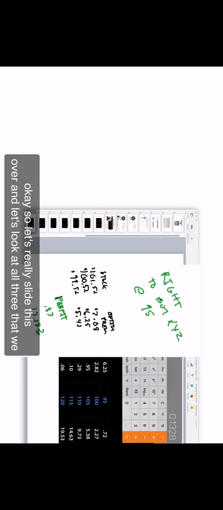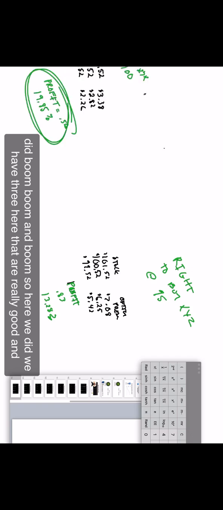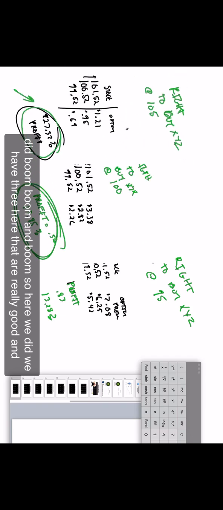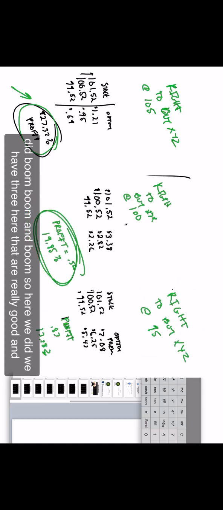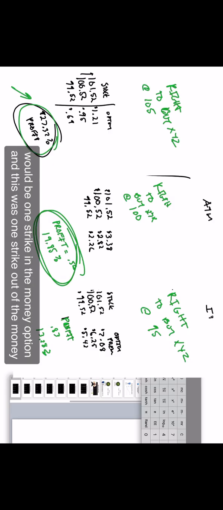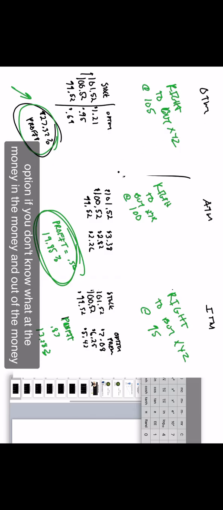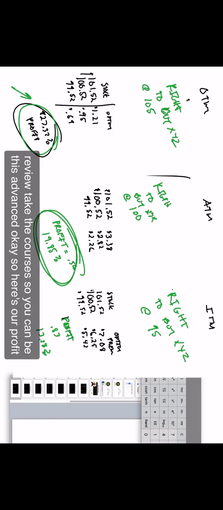Okay, so let's slide this over and look at all three that we did. Boom, boom, and boom. We have three here that are really good. This one right here would be called an at the money option. This would be one strike in the money option. And this was one strike out of the money option. If you don't know what at the money, in the money, and out of the money mean like the back of your hand at this point, go back, do your review, and take the courses so you can be this advanced.